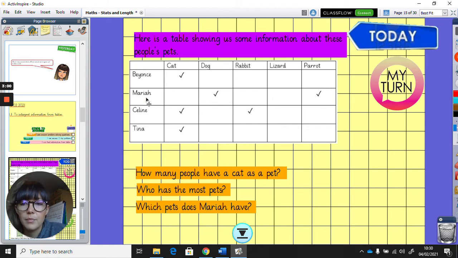Now let's look at Mariah. Go all the way across. Oh, there's a tick in the dog box. And there's a tick in the parrot box. So Mariah has got a parrot and a dog. Now Celine, if we go across Celine's row, Celine has got a tick in the cat box and she's got a tick in the rabbit box. So Celine has got a cat and a rabbit. And lastly, Tina, she has got a cat because she's only got a tick in the cat box.